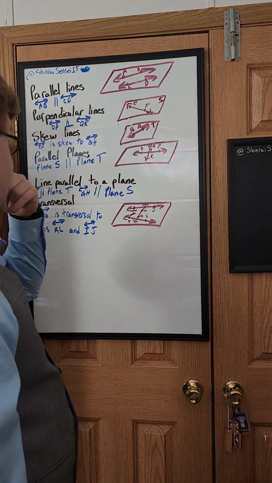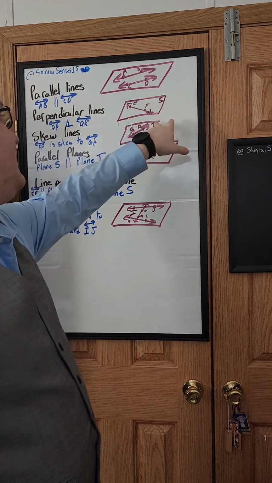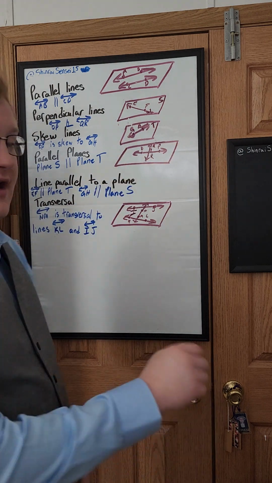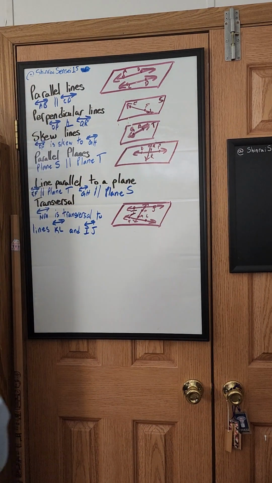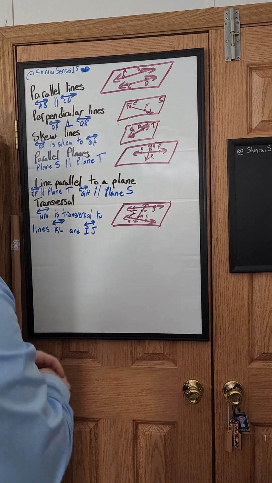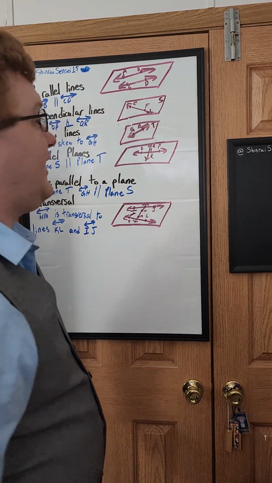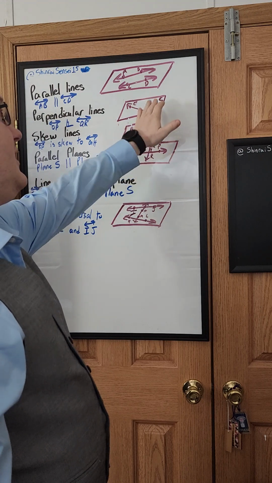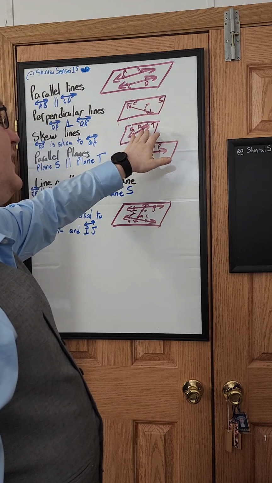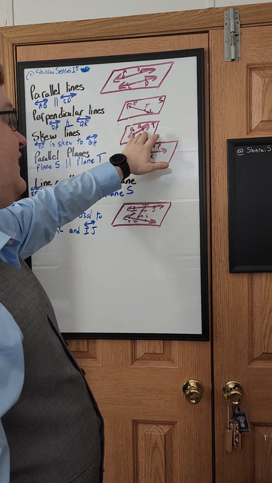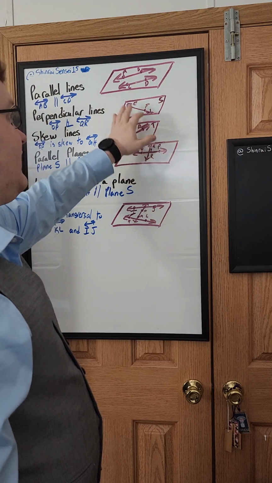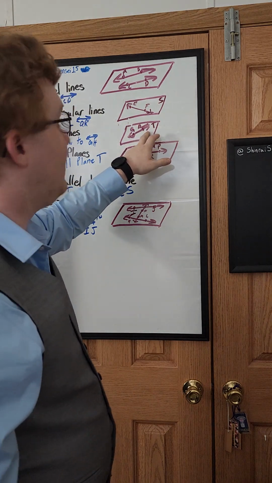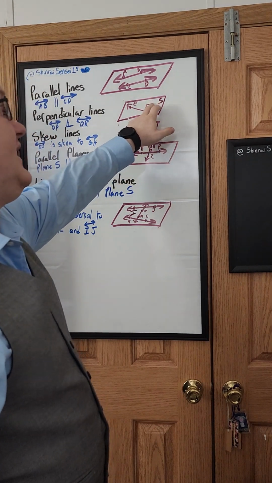Then you have parallel planes, which plane S and plane T are parallel planes in this little example. Pardon my not that great art skills. And then you have a line that's parallel to a plane. And any line that's in a parallel plane will be parallel to the plane that the line isn't in, right? If these two planes are parallel, any line I form in plane T will be parallel to plane S.